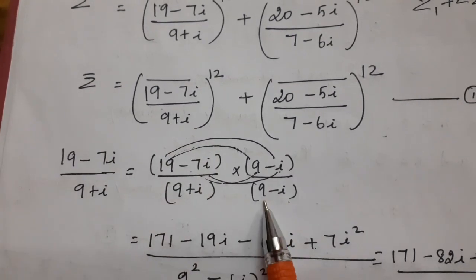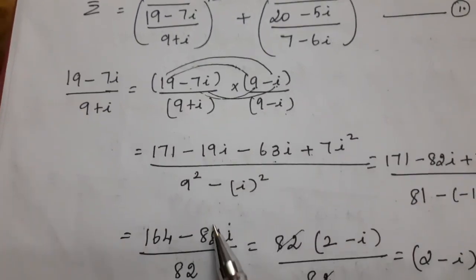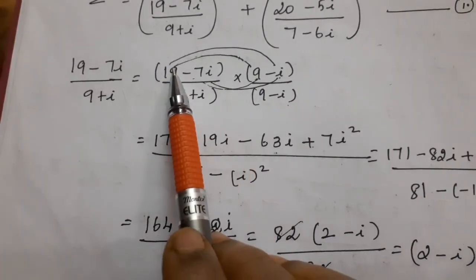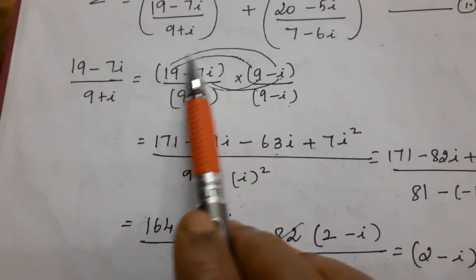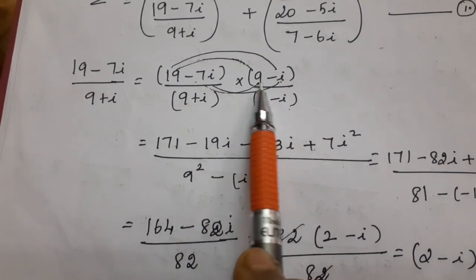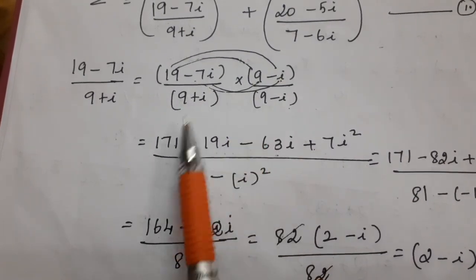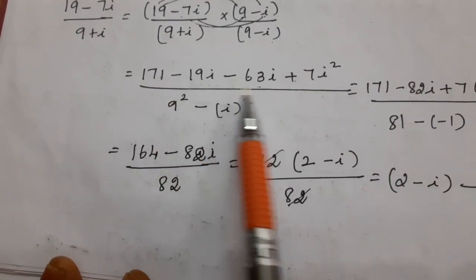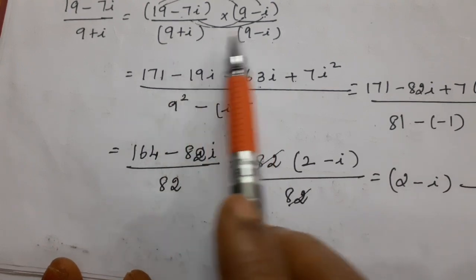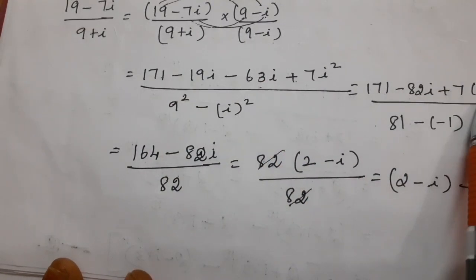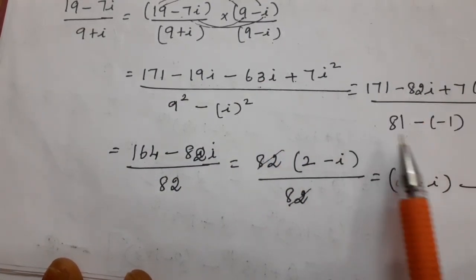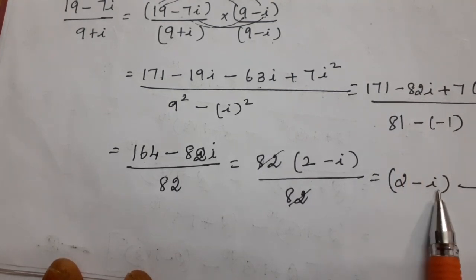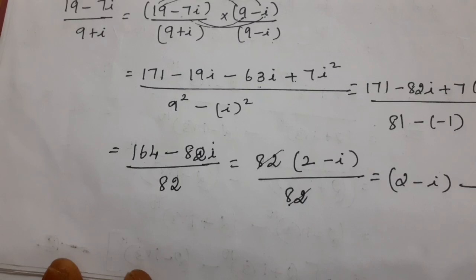So multiply and divide by its conjugate. After the simplification, ordinary multiplication, as I already told you: 19 into 9, 19 into i, minus 7i into 9, minus 7i into i. So after the calculation, what do you get? We get 2 minus i. Now only we get the complex number. After the calculation, simplification, A plus iB into A minus iB, numerator simplified, denominator simplified. After simplification of the numerator and denominator, the final result is 2 minus i.